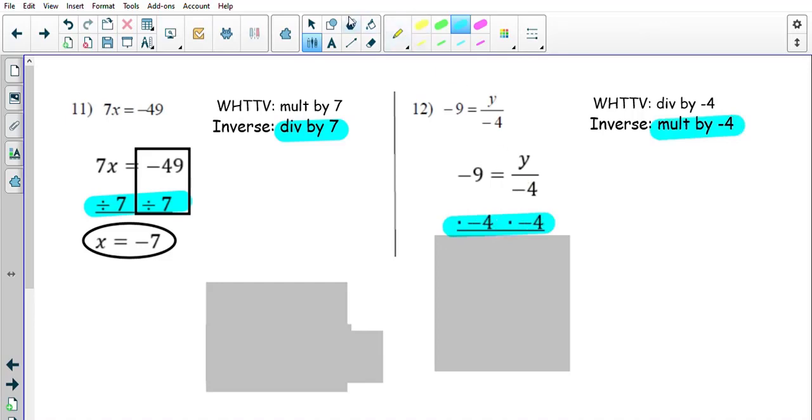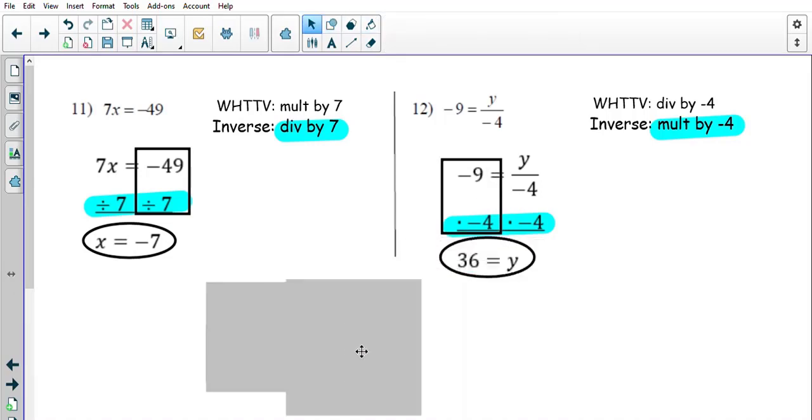So what are you plugging into your calculator? Well, negative 9 times negative 4. What does that get us? It gets us positive 36. Remember, you can check your solution. Do 36 divided by negative 4, hit equals. Make sure your calculator gets you negative 9.